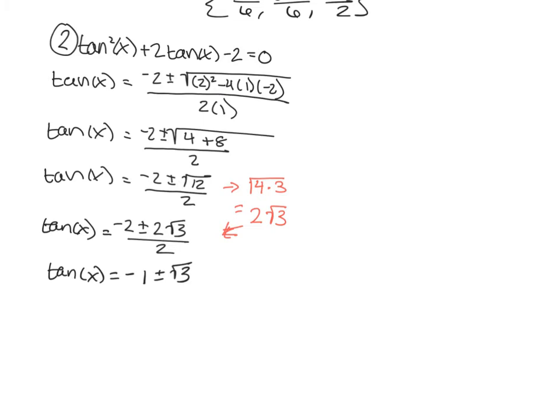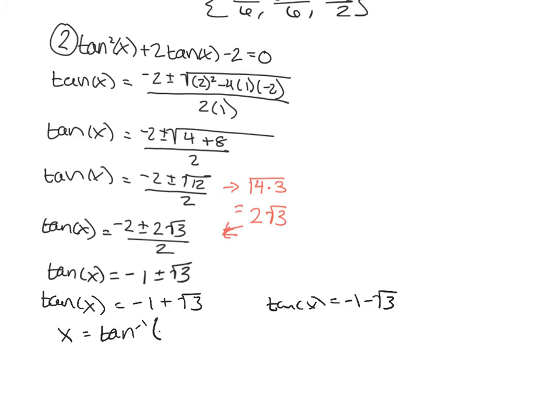So if we have our 2 answers here of tangent of x is equal to -1 plus square root of 3, and tangent of x is equal to -1 minus square root of 3, and we apply tangent inverse to both of those, we get x is equal to tangent inverse of -1 plus the square root of 3, and x is equal to tangent inverse of -1 minus the square root of 3.